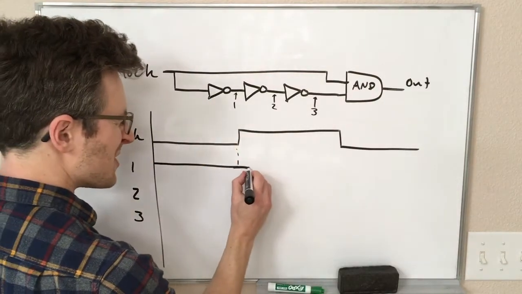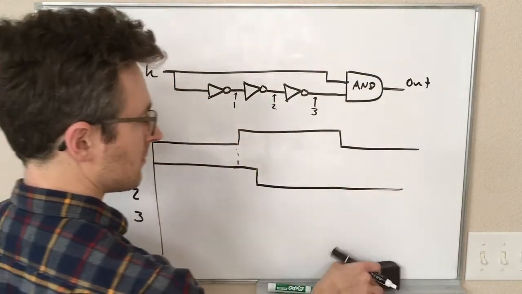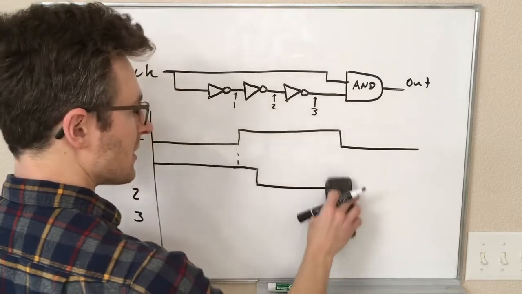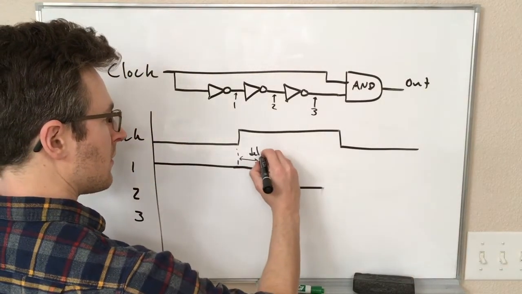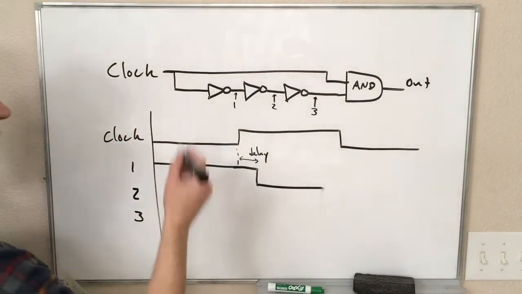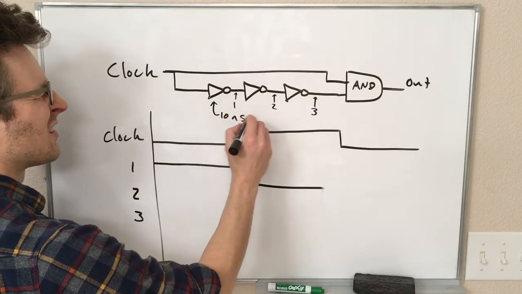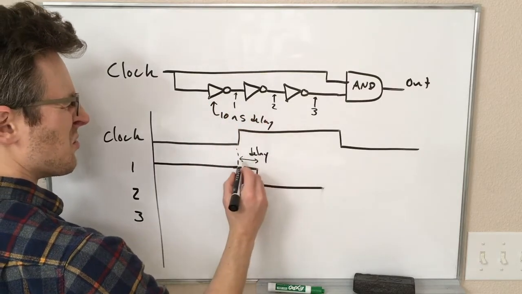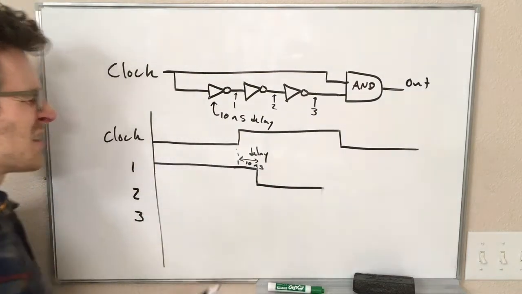And so what we end up with is something that looks more like this, where, sorry, we'll only draw it to here, where this delay is whatever happens because of our gate. Let's just say that these are 10 nanosecond delays. So this time here on this graph is 10 nanoseconds.